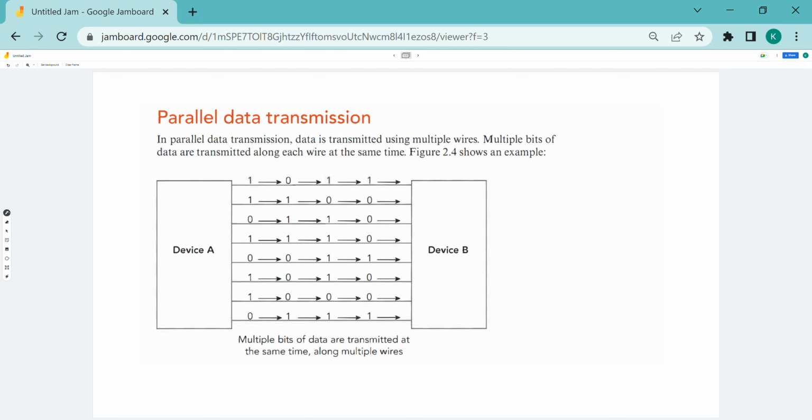So you can see here we have multiple transmission lines and multiple bits are transferring through these multiple lines from device A to device B. So it seems to be a quicker one, as a number of data bits can be transferred from device to device. So we have a sender end and a receiver end and data is being transferred from device A to device B by using multiple wires.